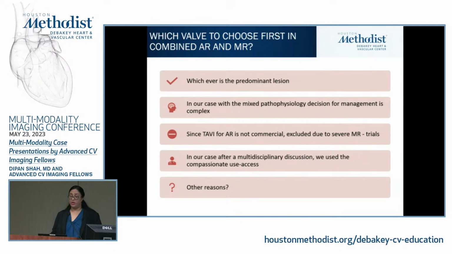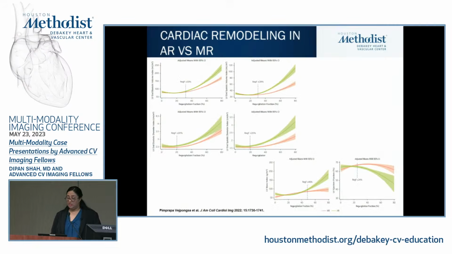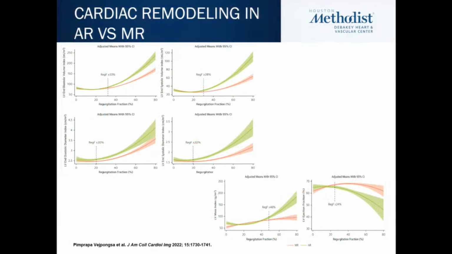But in our case, we had a multidisciplinary discussion, and we decided to use the compassionate use access with the J-Valve. The reasoning being, this was one of the studies done at our center, a large single-center study where patients were referred for CMR to evaluate AR or MR between 2008 and 2018, and only patients with a single valve lesion were included. What you see is the indexed LV volume, diameter, and mass. It increased progressively as the regurgitation became severe in both AR and MR.